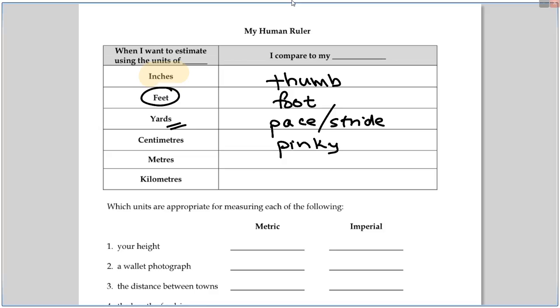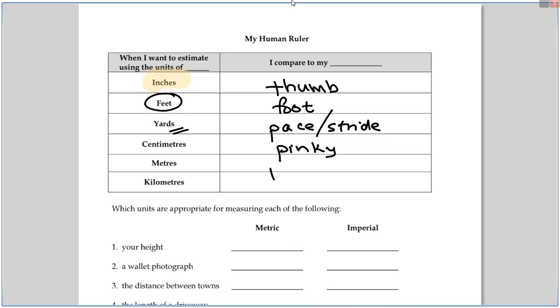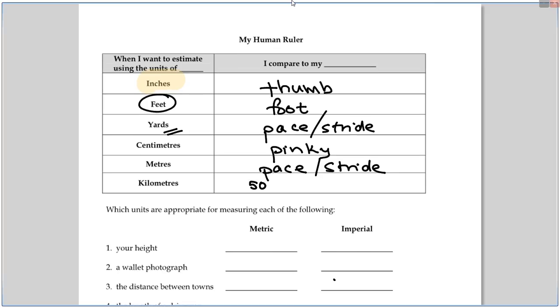The meter and the yard are related, so it's the same, your pace or your stride. And then the kilometer, you can't even do this for a human being. You'd have to lay down, how many meters am I? I'm roughly 2 meters, my height, and I need 1,000 of these. So 500 human beings laid down next to each other, head to toe, head to toe, and then you'd have a kilometer. That's just weird, but I'll write it down.